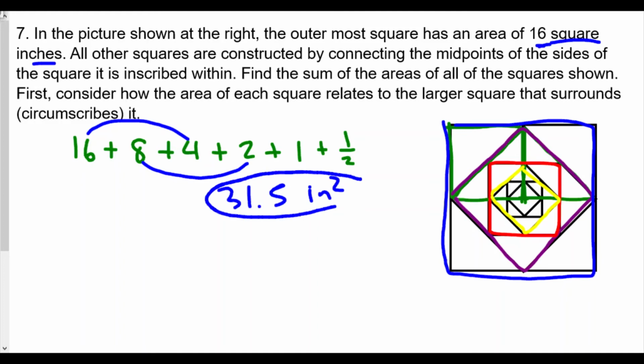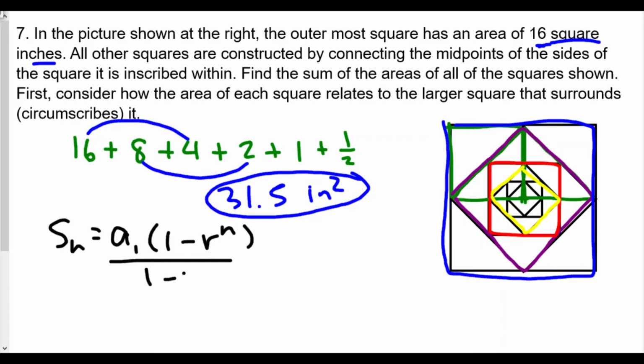Now, this works out fine, but what if the numbers weren't so good? Okay, so let's now consider the following. We'll use our sum formula. So our S of n is equal to a1 times 1 minus r to the nth power over 1 minus r. Well, our a1 is 16. N is equal to 6 because there's 6 squares. And our r value, again, we figured out is we're multiplying by 1/2 to find the next value. We did 8 over 16. R is equal to 8 over 16, which is 1/2.